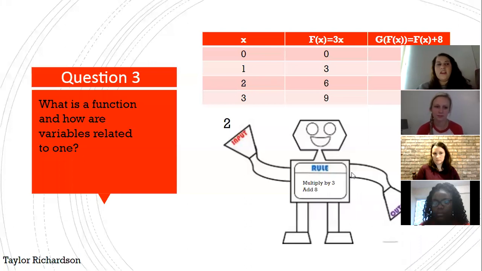What is a function, and how are variables related to one? A function is an equation or relationship with at least one variable. Each input with that variable will produce only one output. If it produces more than one output, it is not an equation. Variables are used in order to find one or more answers that can work with that equation.